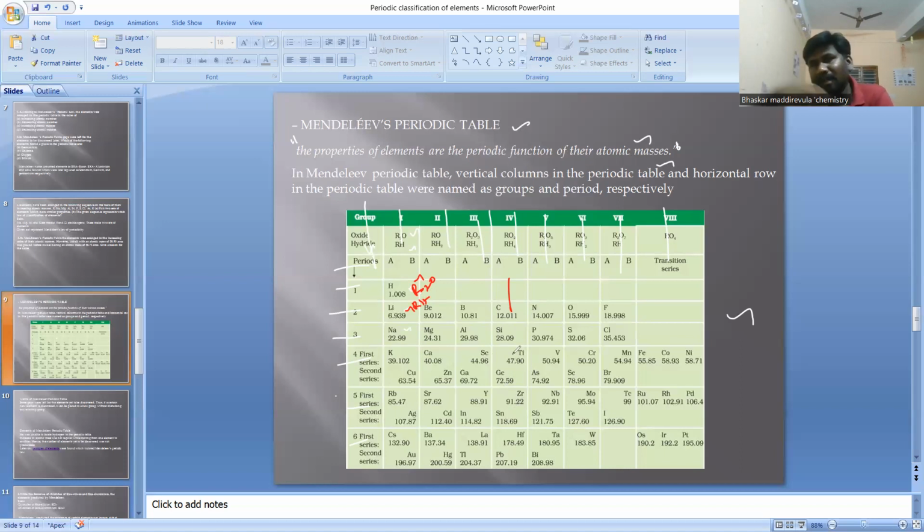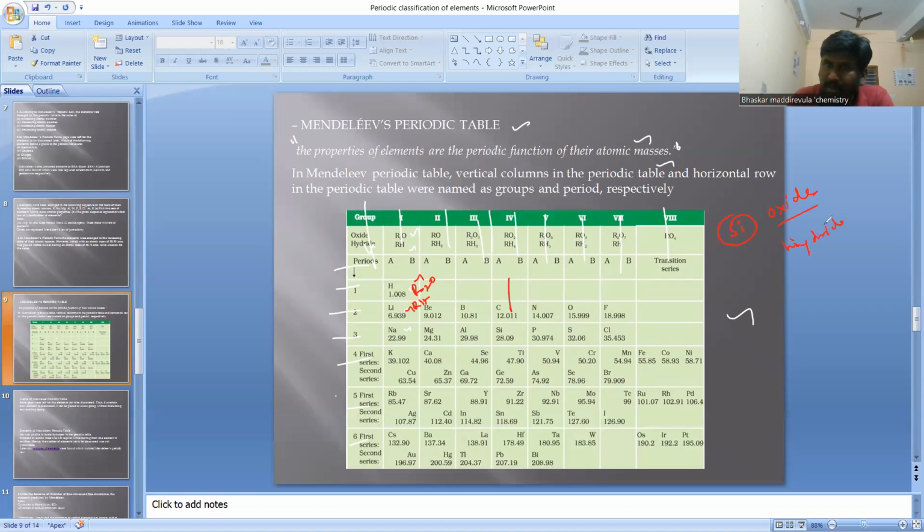He arranged the elements in the increasing order of atomic mass, and at the same time he grouped the elements which give similar types of oxides and hydrides. We have to keep this in mind; it is a very important question, and they will ask questions from this topic. According to the Mendeleev periodic table, silicon will give which type of oxides and hydrides? You have to keep this in mind.